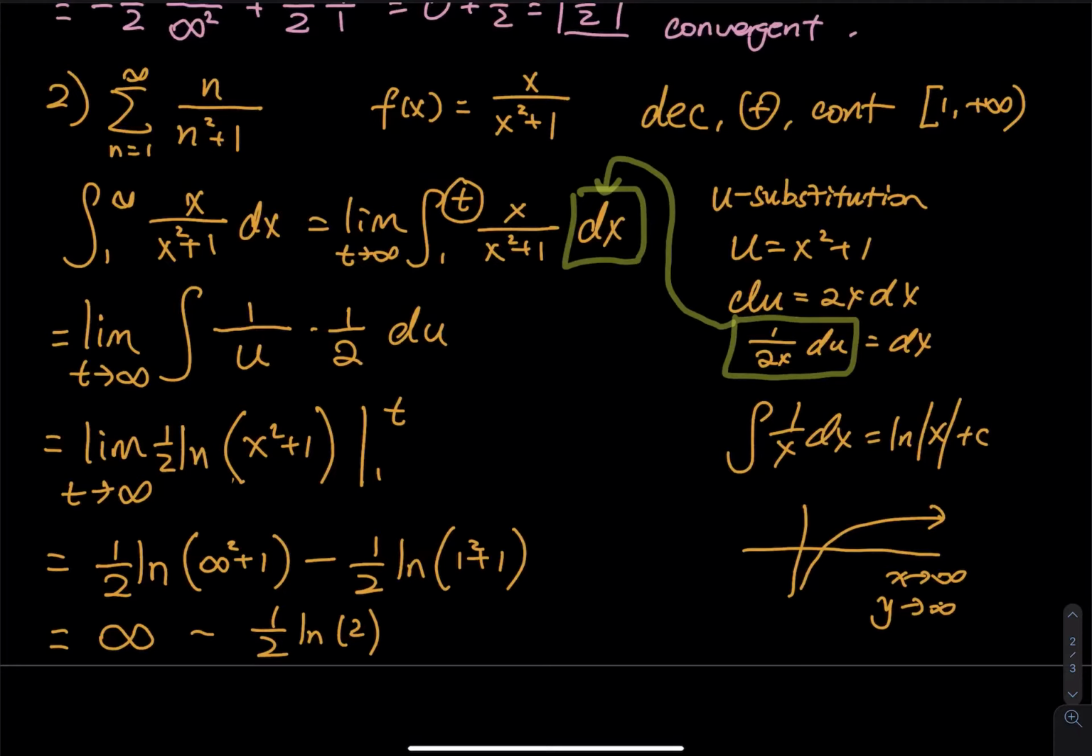You take the infinity minus that. That means you take a huge number, you subtract a little bit, so that is still infinity. So therefore, we have an infinite area. So the integral is divergent. So that's how you do number 2.